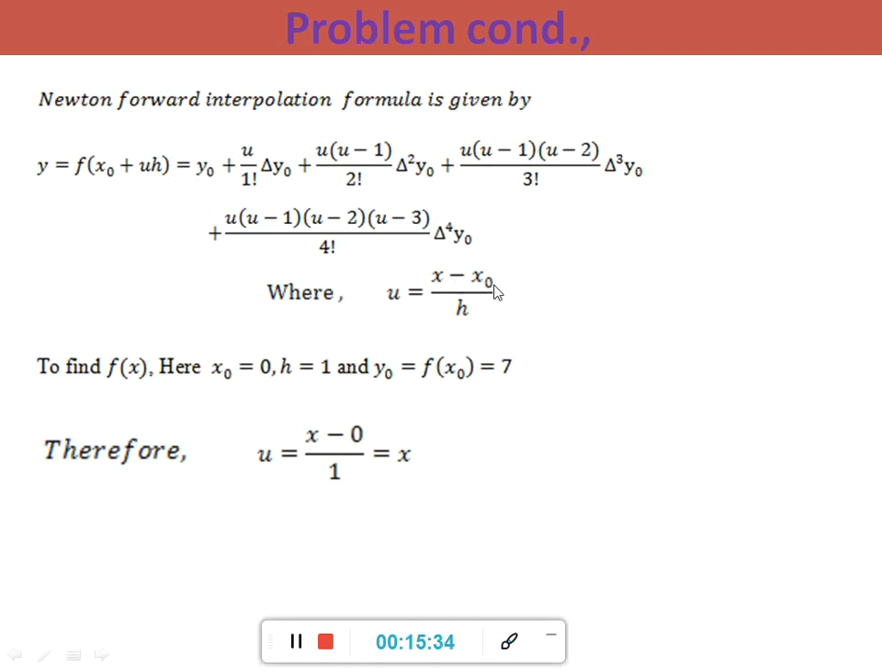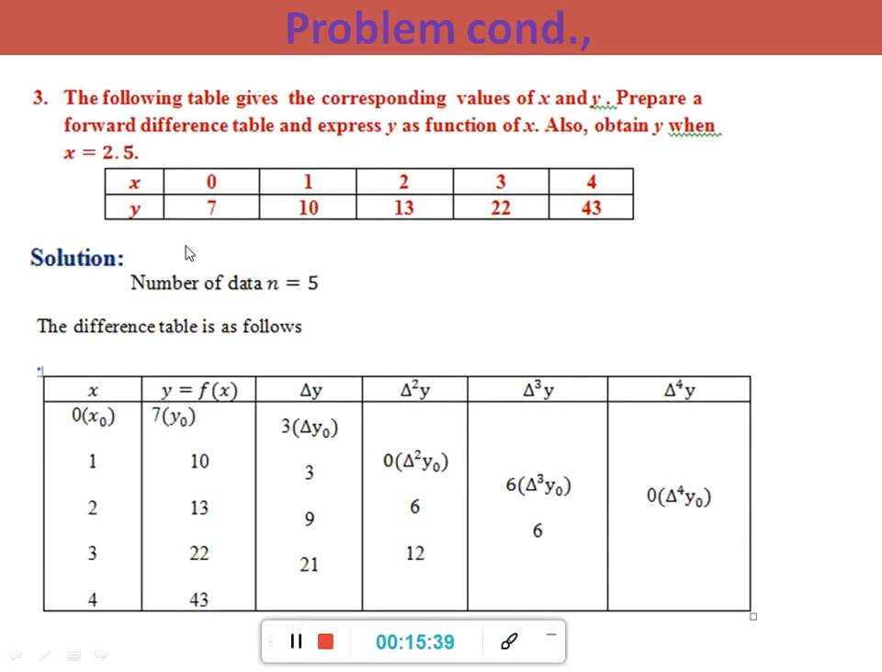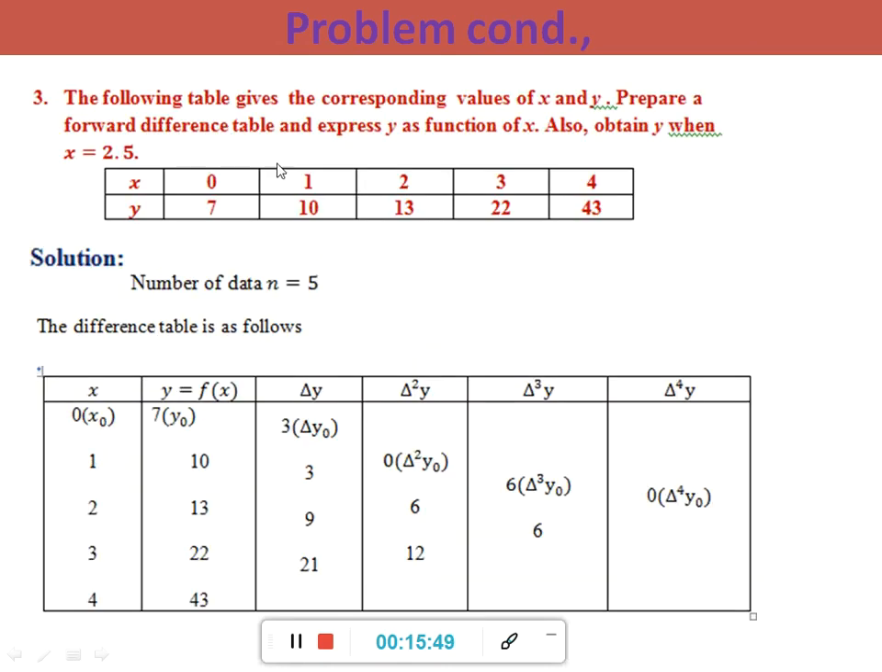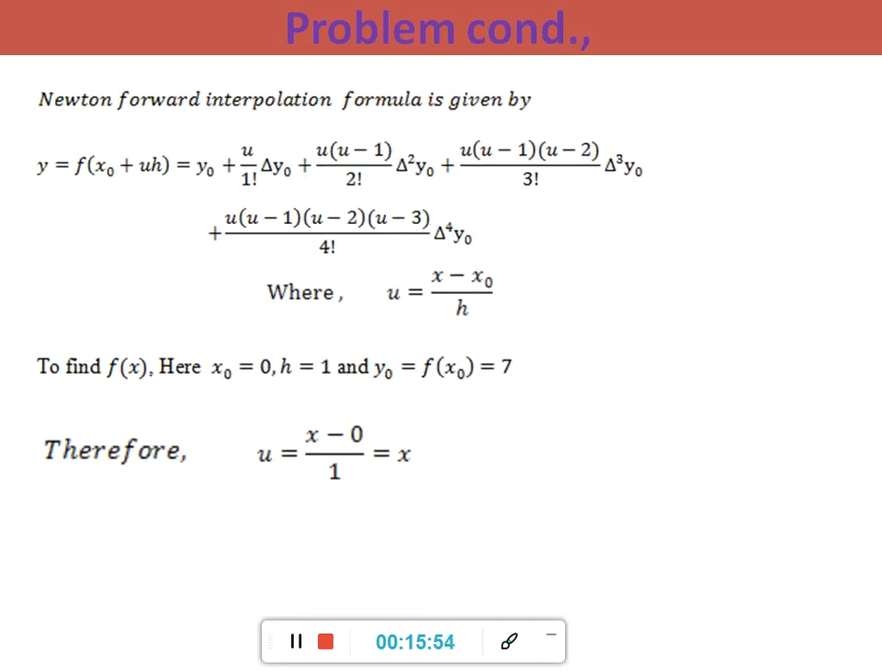u equal to (x minus x naught) by h. So to find f of x, first we have to fit the polynomial. So put x naught equal to 0, h equal to 1. See here, we have common interval h equal to 1. Right, y naught equal to first value 7. Therefore, put x naught equal to 0 and h equal to 1, so (x minus 0) by 1 becomes x. Therefore, u equal to x.